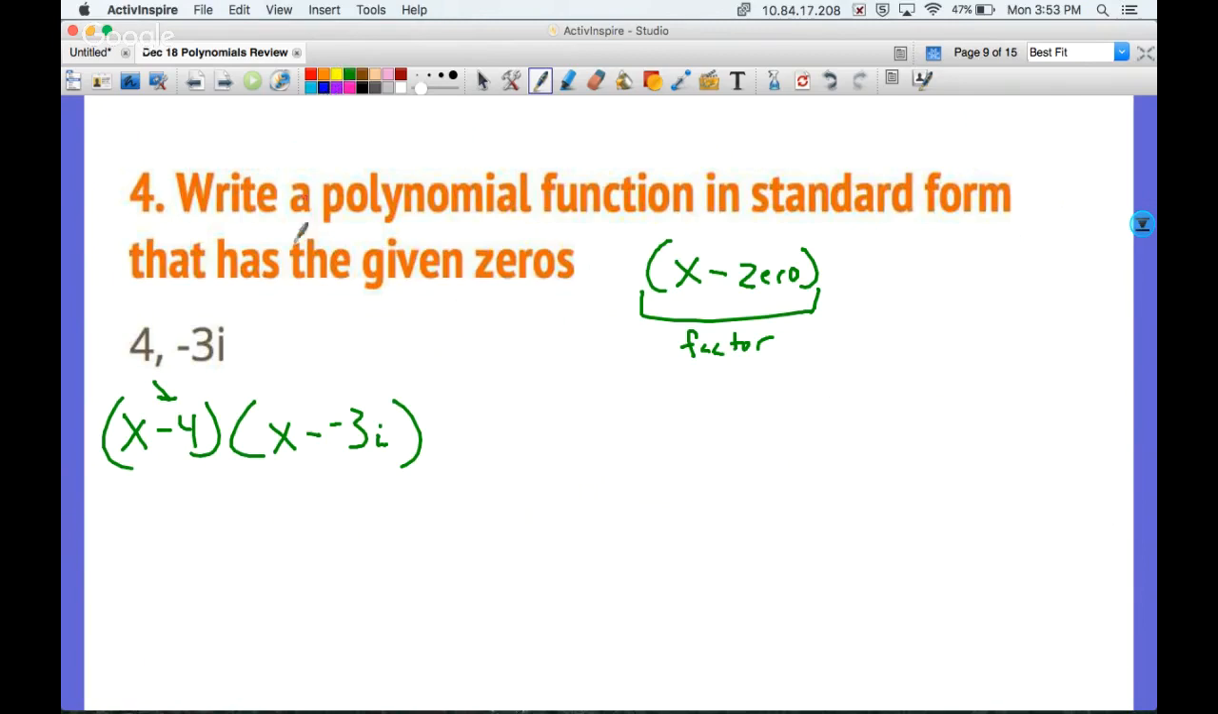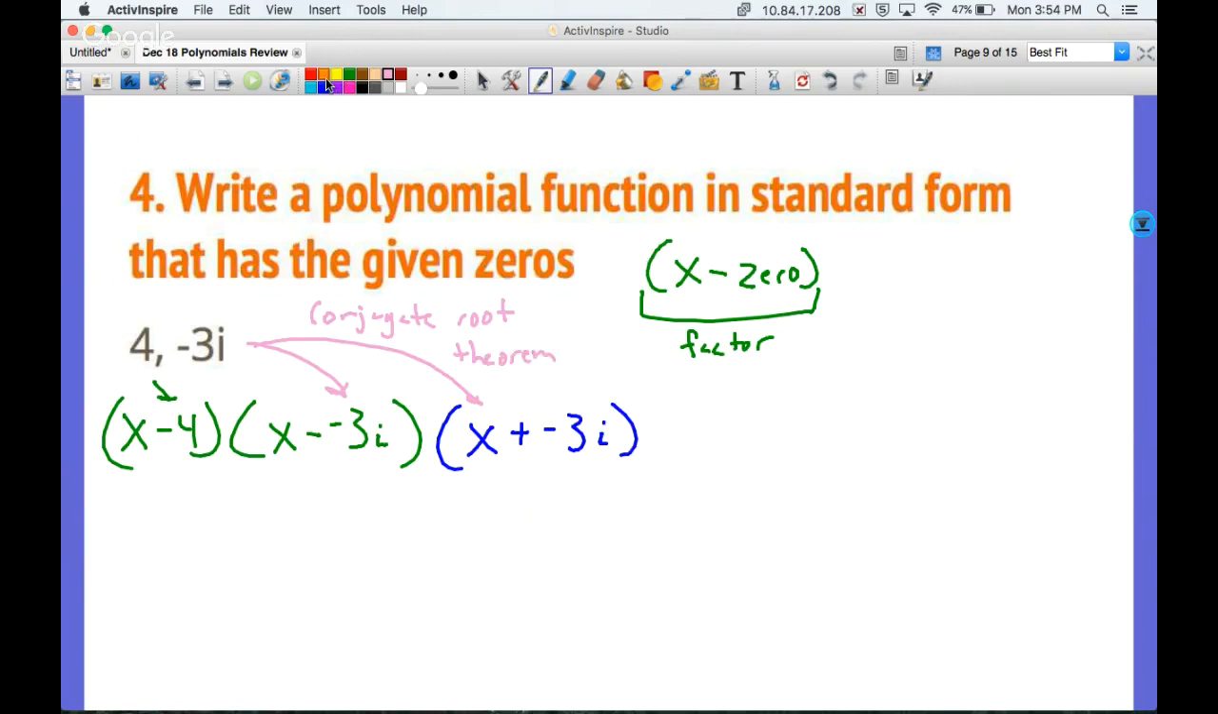But the thing is, we can't just have one imaginary 0. We also have to include the factor x plus a negative 3i. This is the conjugate because we flip the middle operator. And the reason we knew we needed to do that was because of the conjugate root theorem.